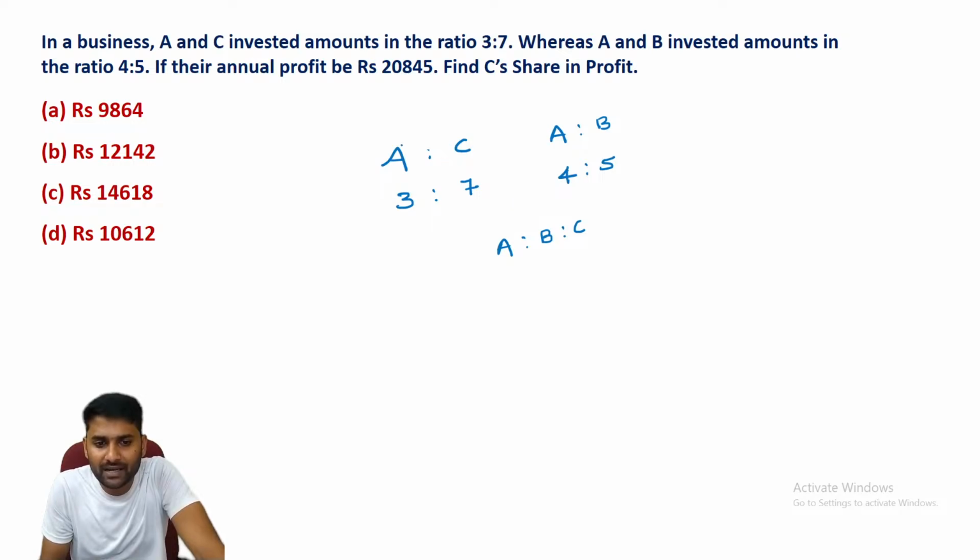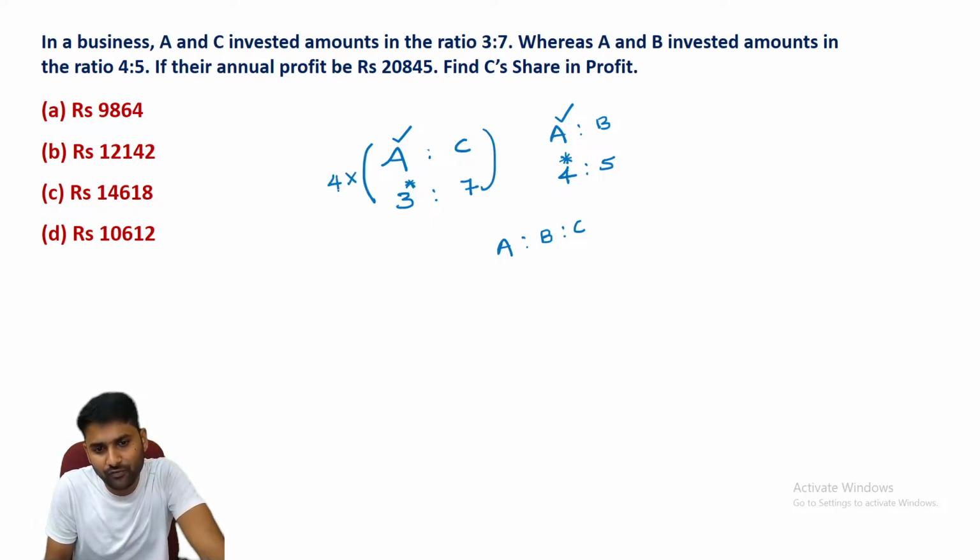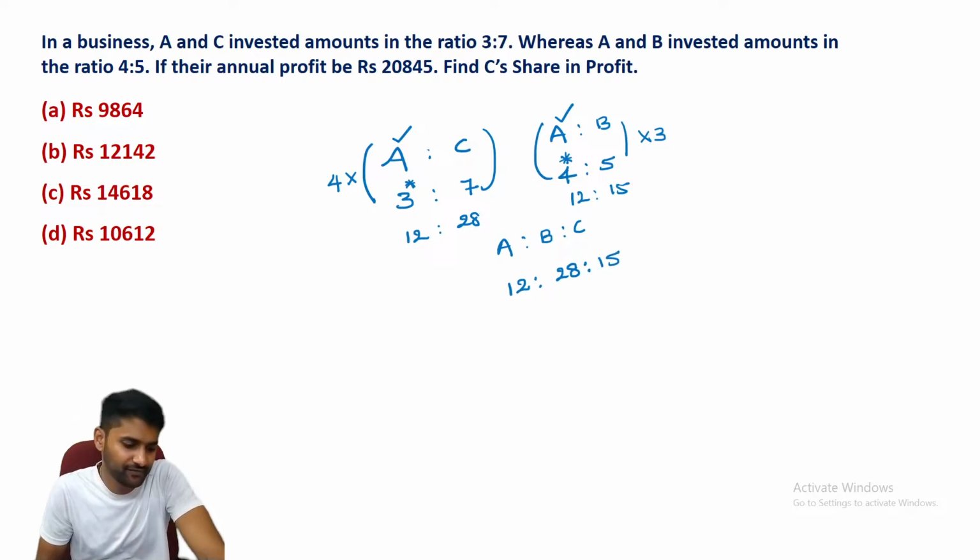If you observe the comparison, element A is the same. If the A element is the same, A's position must be the same. You can see different numbers, so we have to equate them. How are we going to equate them? You have to multiply the entire ratio by 4, and you have to multiply the entire ratio by 3. Now you will get the new values: 12 is to 28, and here 12 is to 15. You can see A is the common number, and then the ABC ratio is 12, 28 and 15.